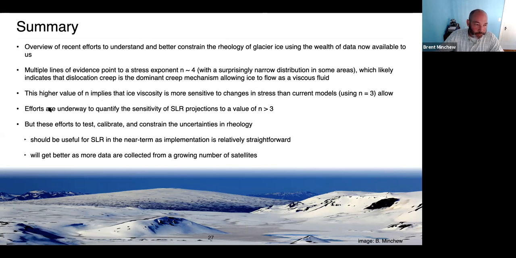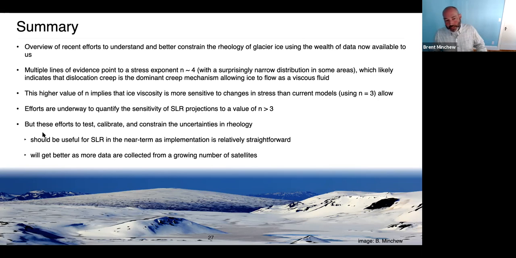as a viscous fluid. Right, and this higher value of n then implies that the viscosity of the ice is more sensitive to changes in stress than current models that typically use n equals 3 allow. So efforts are underway to try to quantify the sensitivity of sea level rise projections to different values of the stress exponent. Not a lot of this work has been done, but there's a lot more interest being generated in thinking about these rheological uncertainties and understanding how they feed into projections of sea level rise.